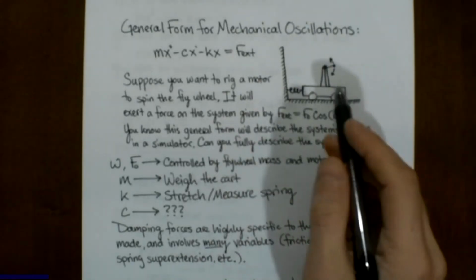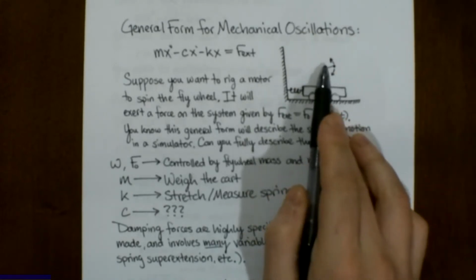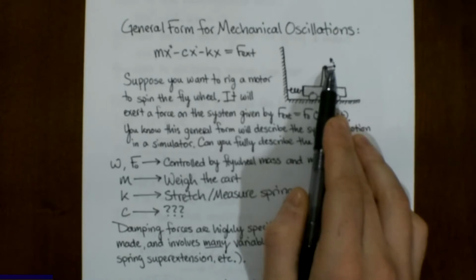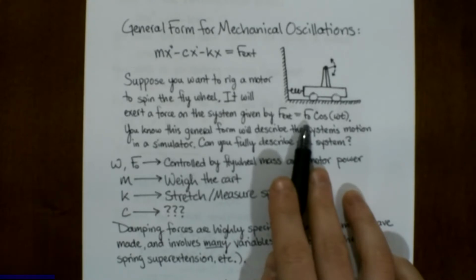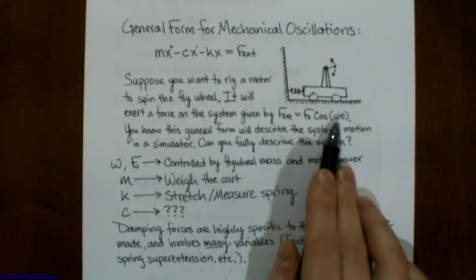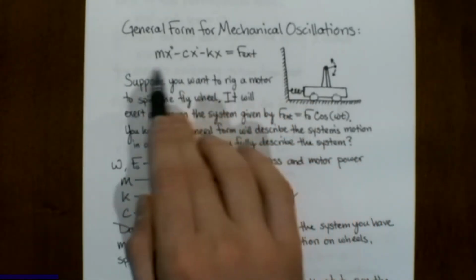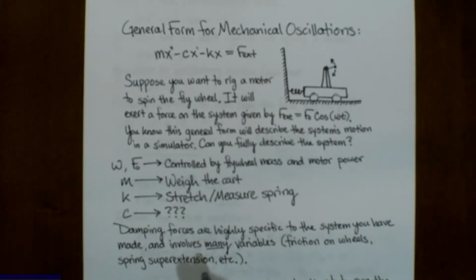So let's suppose on top of the posts of this flywheel cart of yours, up here near the flywheel, you want to mount a motor. And perhaps the motor's external force is given by this expression here, where F0 is the maximum magnitude of the force that it can impart on the cart, and omega represents the frequency. So, knowing this general form for the oscillation of the cart, would it be possible then to put the information that we know into a simulator and fully describe the motion of the system?